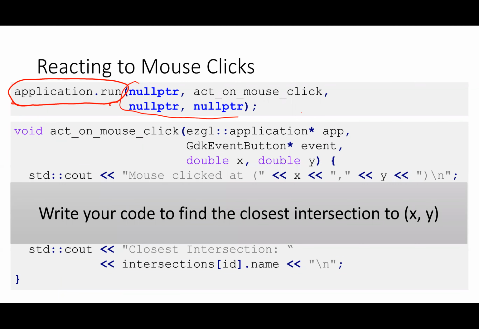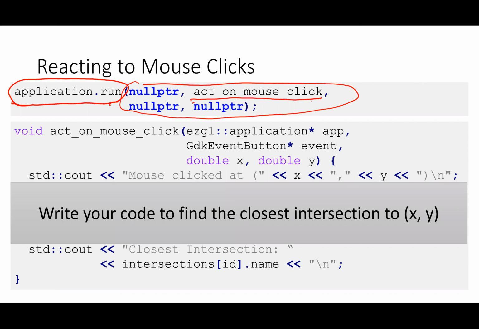Application.run takes 4 more callbacks, and they're all optional. So far we've been passing a null pointer for all of them, meaning I'm not going to give you a callback. Don't do anything when certain things happen. Now I'm going to pass it 1 callback.